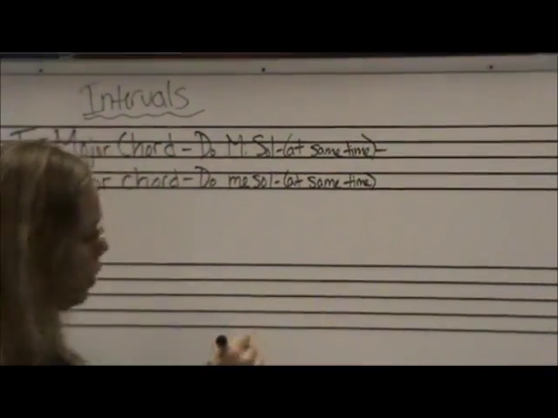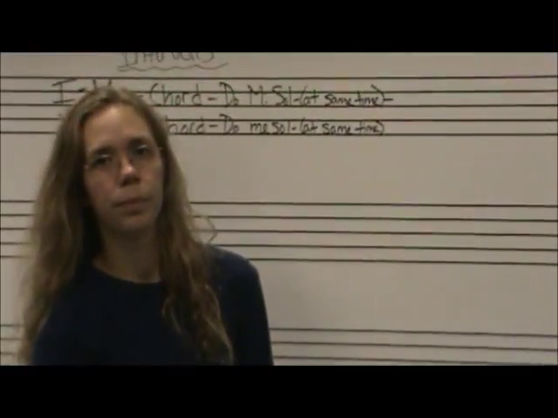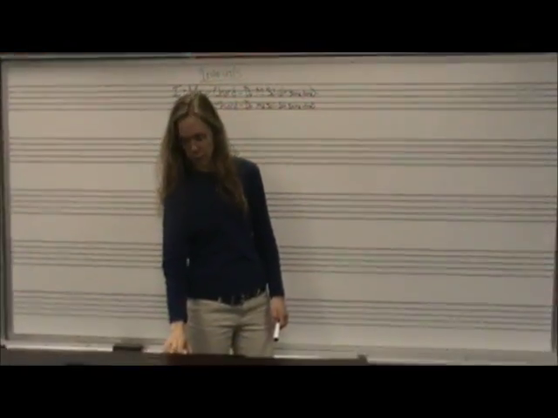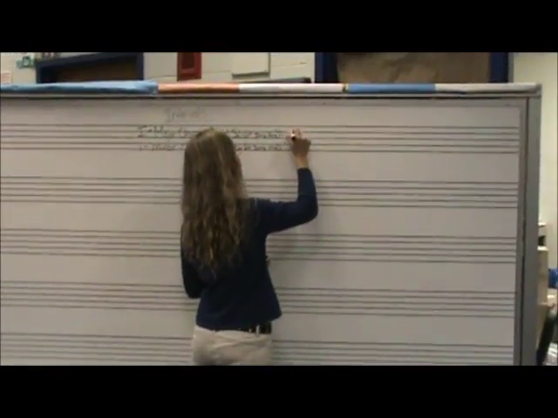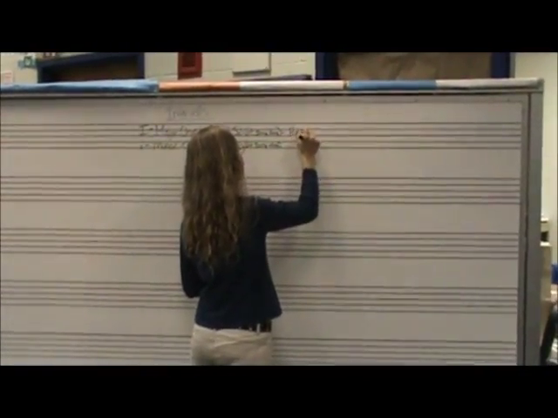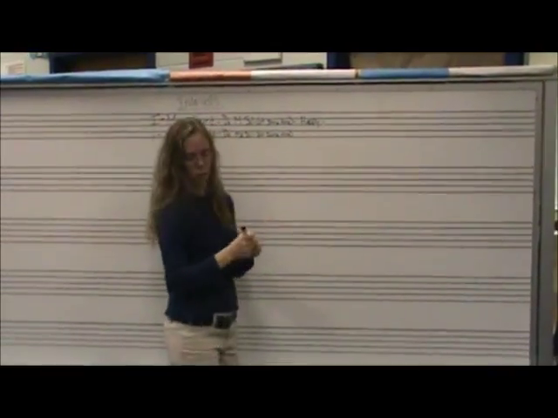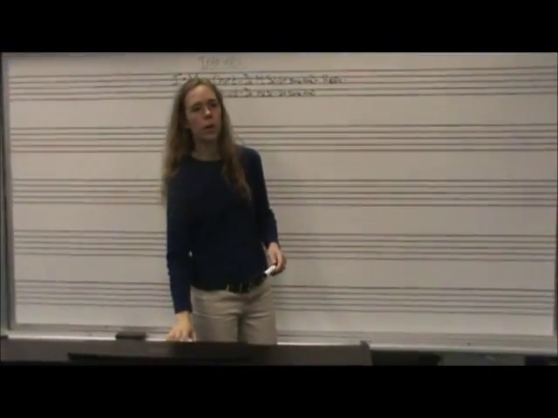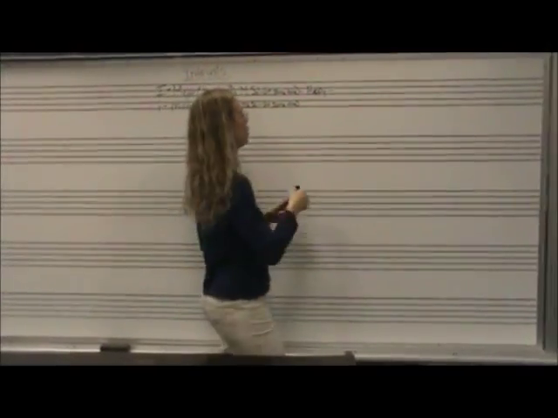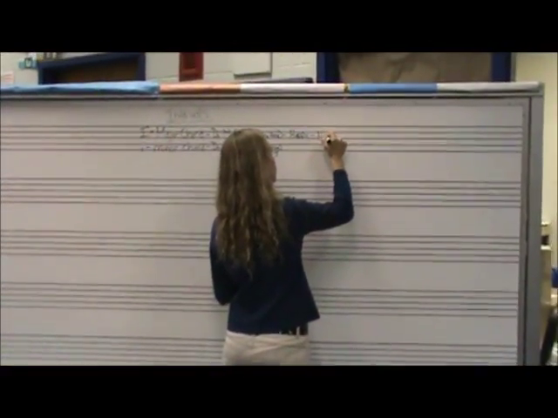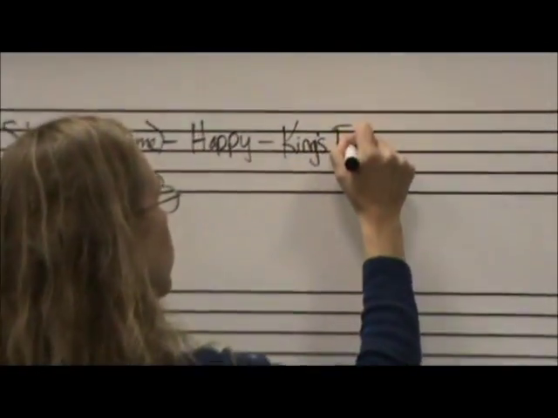Alright, when the major chord is played at do, mi, sol at the same time, it sounds like this, which sounds happy. So we're going to write down happy. And when you play this, it kind of sounds like a king's entrance. It sounds like ta-da, so we're going to write down king's entrance.